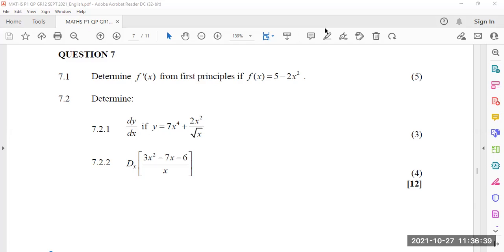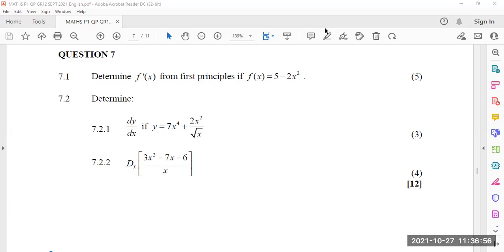So now we're looking at question 7. I've skipped question 6, which is financial mathematics. I hate reading a lot of statements, but I'll make time for it. So let's get into question 7.